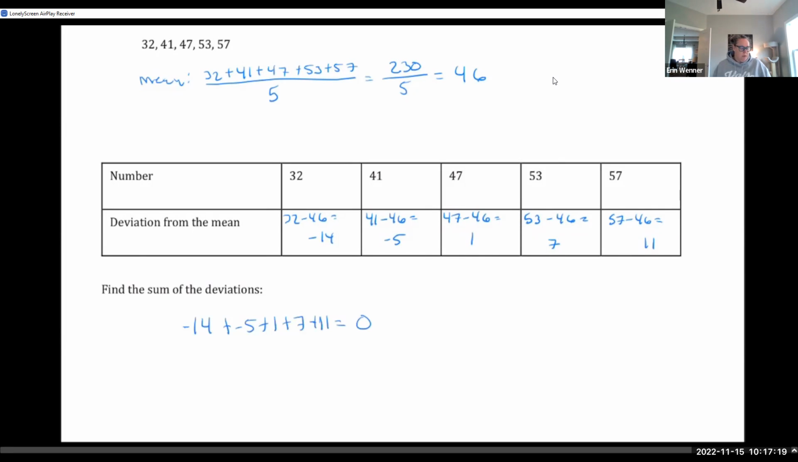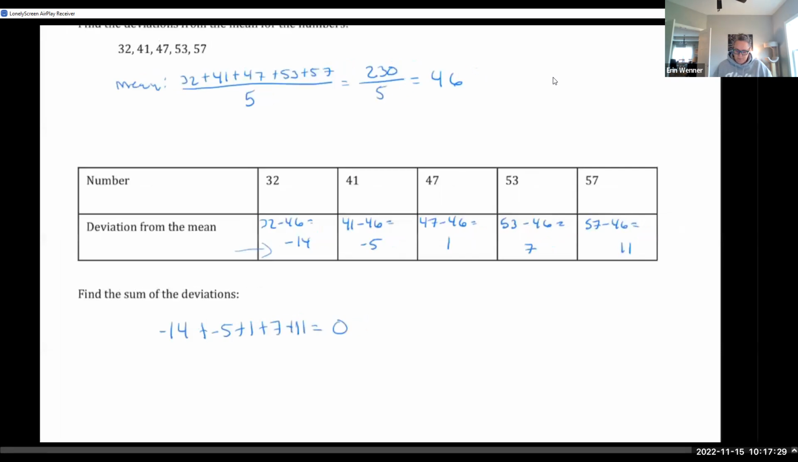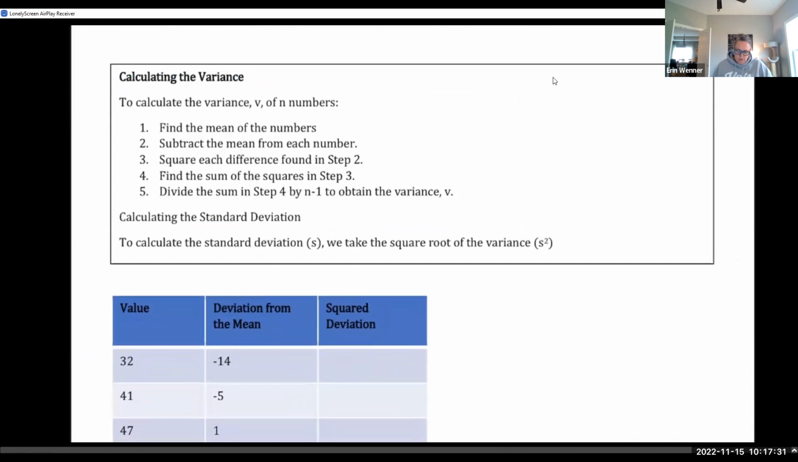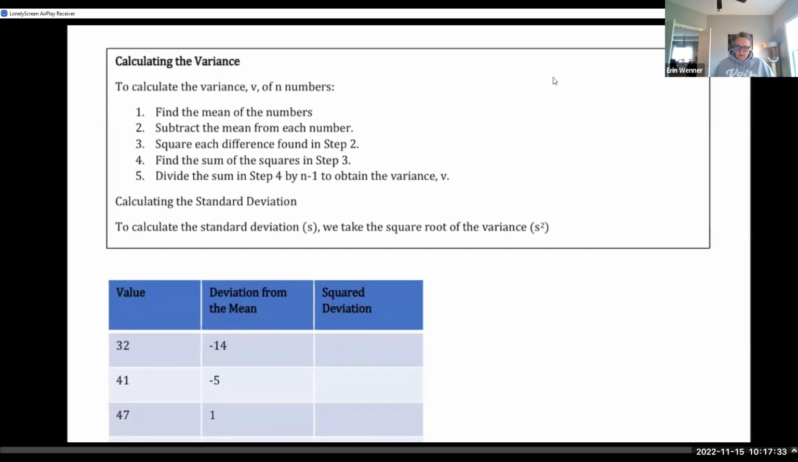So from here, we're going to look at calculating the variance. We first calculated the deviations from the mean. That's this row. And we're going to use that information to calculate the variance on the next page. So calculating the variance V of n numbers. When we say n numbers, that's just the number of numbers in a set of data.